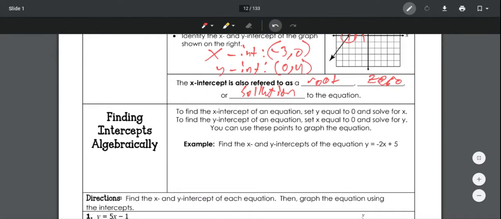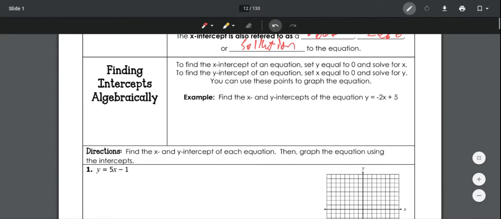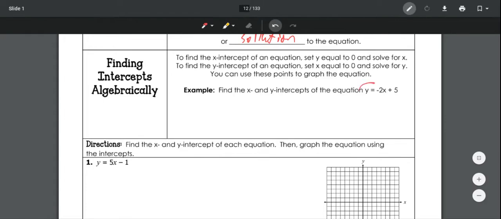All right, now we're going to talk about finding those x and y intercepts when you're just given an equation and you have to find it algebraically. So if you look at this, we have y equals negative 2x plus 5. Here's what you want to do. You want to set up two different cases, one for the x-intercept and one for the y-intercept.